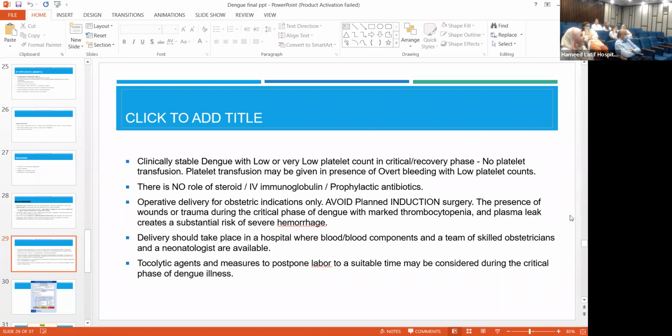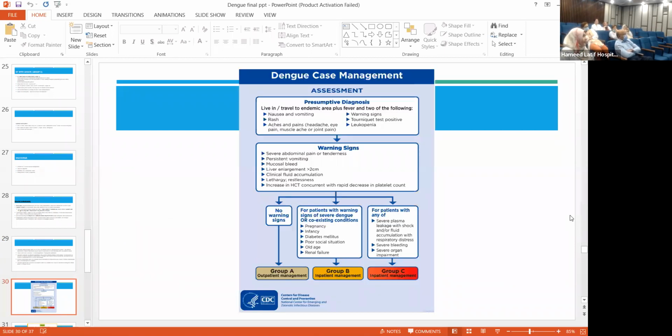Operative delivery should be done only for obstetric indications. We should avoid planned induction, delivery, or cesarean section. Delivery should take place in a hospital where everything is available, with a skilled team. Tocolytic agents and measures should be used to postpone the labor in the critical phase, maybe when the warning signs are there. This is brief. I've already discussed this, so should I explain this again? It's a very good table.